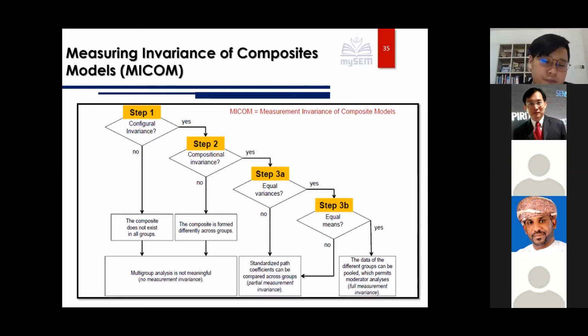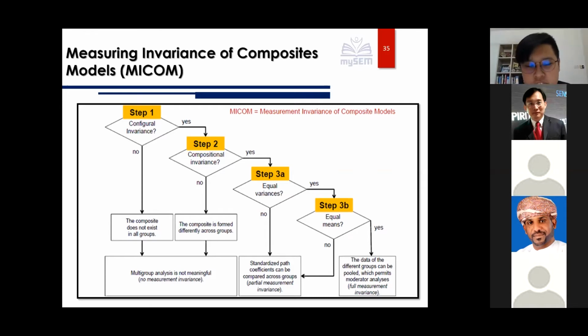You need to pass the configural invariance in order to move to step 2, which is compositional invariance. Once you pass compositional invariance, then only you can move to steps 3A and 3B, which look into equal variances as well as equal means. Before I explain what all this is about, you just need to know that in PLS, you need to at least perform until step 2. Why at least until step 2? Because when you achieve step 2, then we can strongly claim that you achieve partial invariance.